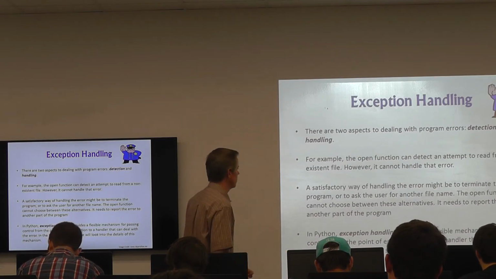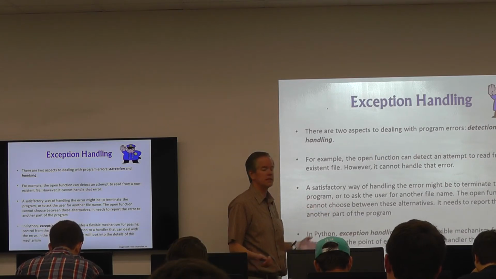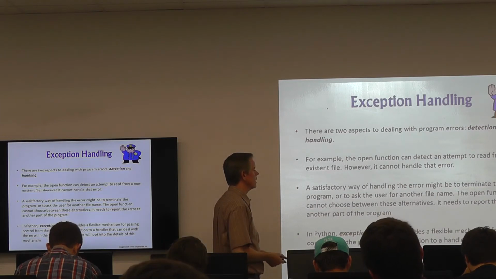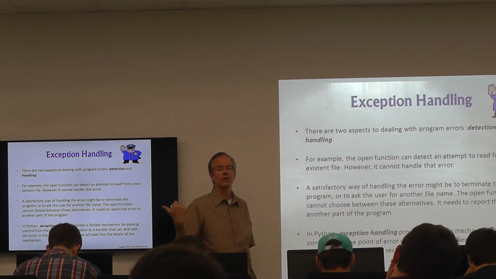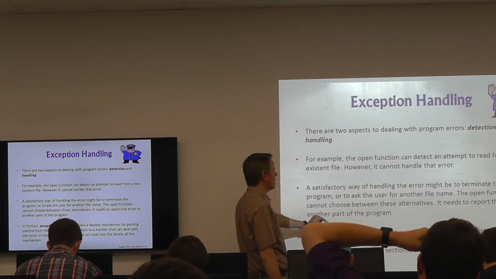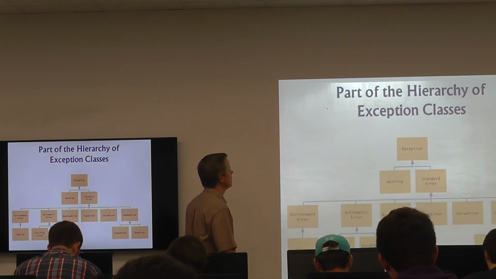Yes, I do. Okay? But here's the problem. Opening a file, like we've seen, can't handle that. It doesn't know how to choose between the alternatives. It has to report the error to a brand new part of the program. Okay, in Python we use what's called exception handling to be able to handle errors when they pop up on us.